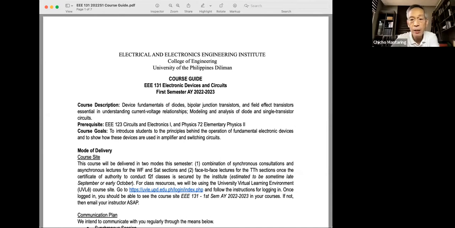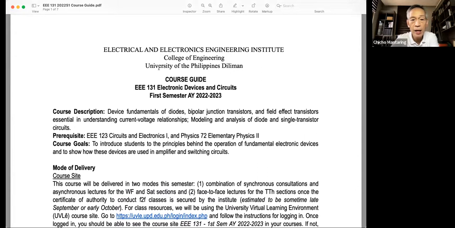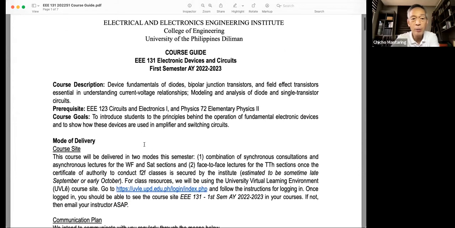Okay, so this is the title of the course. It is electronic devices and circuits. So if you take a look at the course description, what are we going to take up here? You're going to take up the basic electronic devices. So what are these? These are diodes and transistors, and there are two types of transistors which we're going to take up: the bipolar junction transistor and the field effect transistor. And we're going to take a look at the typical applications of these devices. And then you're also going to learn how to analyze circuits which contain these devices.